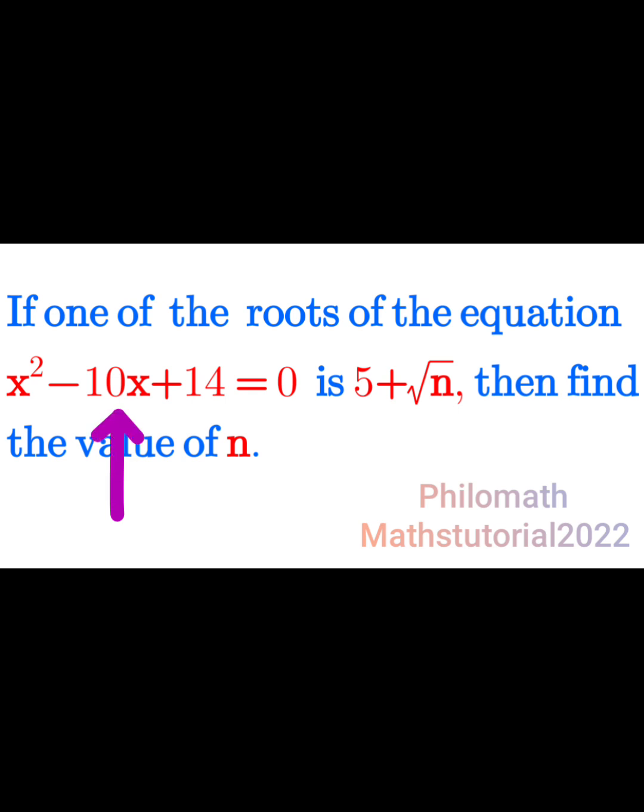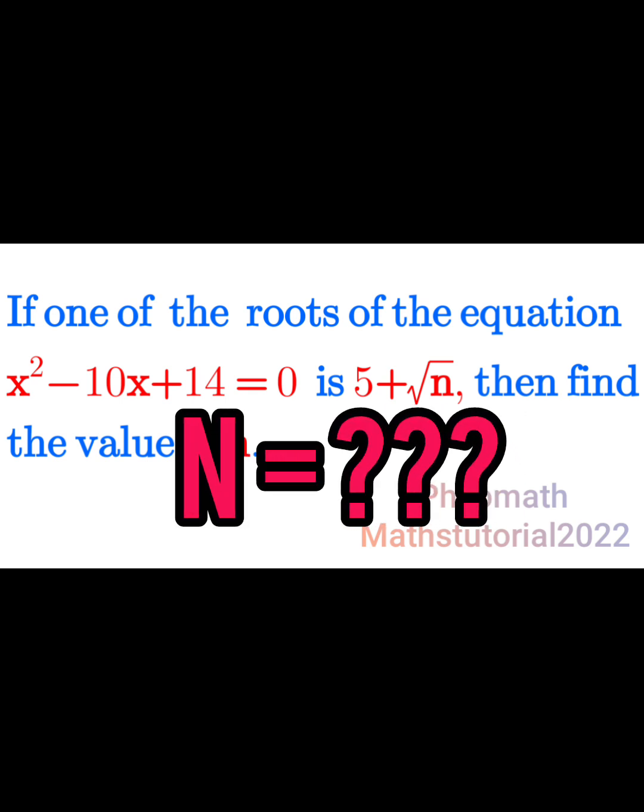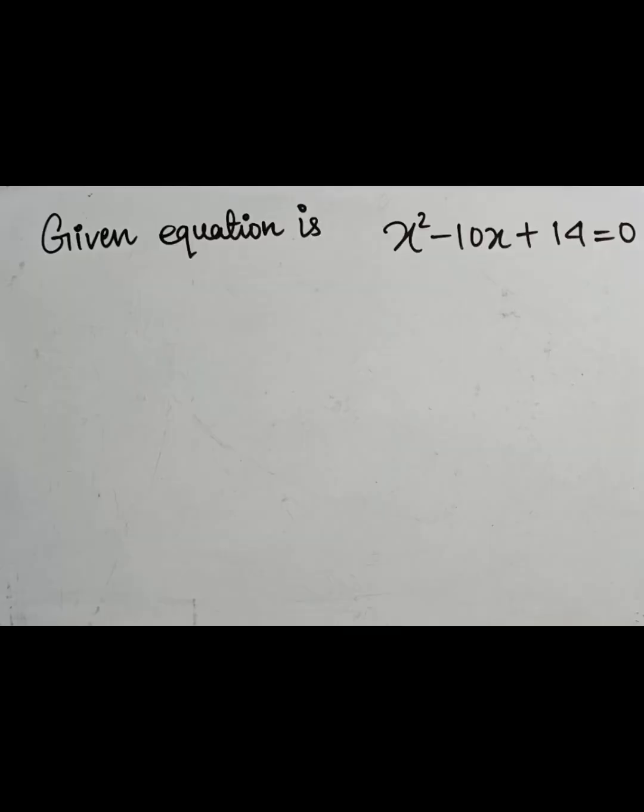Here it is a quadratic equation, and it is given by the question that one of the roots of this given equation is 5 plus root n. Here n is unknown, and now using this hint we have to calculate the value of this n. So now let's begin the solution.